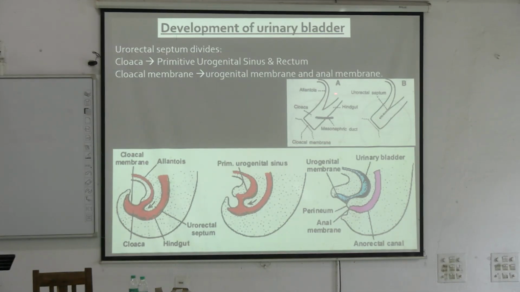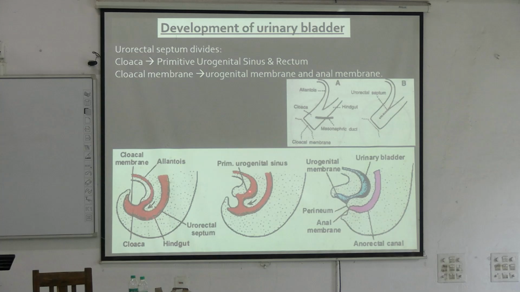How are these formed? By a partition forming between the cloaca, a septum we call the urorectal septum. What is the urorectal septum? It is mesenchymal tissue that grows into the cloaca and splits it into two halves, anterior and posterior. The posterior half becomes the anal canal, and the anterior half we call the urogenital sinus. Now focus on the urogenital sinus. We call it the primary or primordial urogenital sinus.